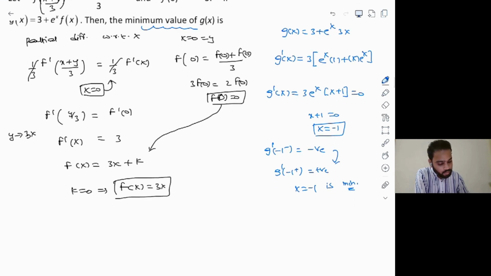So that is why if you want the global minimum of this one, take x equal to minus 1, and the minimum value is going to be g of minus 1. So let's calculate g of minus 1 here.